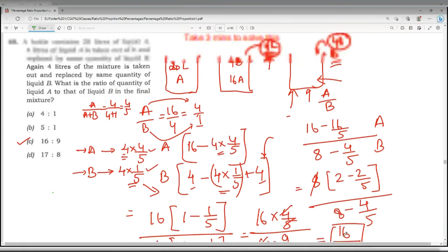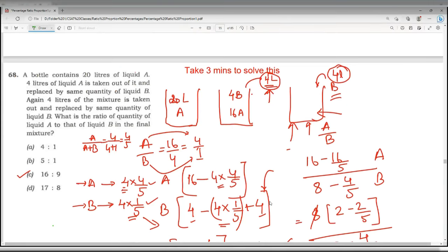See, what they're saying is there is a container. In this container, there was 20 liters of A already. From this, they have removed 4 liters. So when they have removed 4 liters, there will be only 16 liters of A. And after removing 4 liters of A, they are adding 4 liters of B. So in this whole container now, there are 16 liters of A and 4 liters of B. So the ratio of A to B is 4:1.